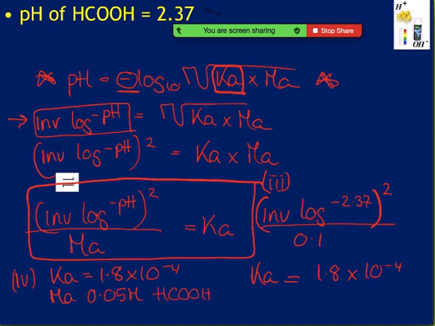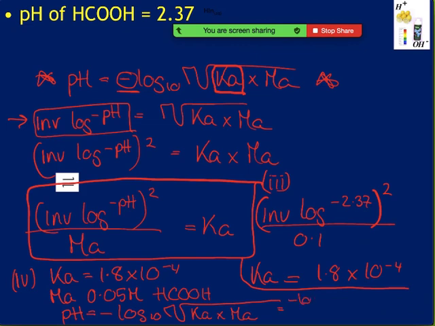So how do I find the pH of a weak acid? Put it into the formula. What's the formula? It's pH equals minus log 10 square root all on. Good woman. Okay, so to find the pH, I need to put it into minus log to the base 10 of the square root of Ka by Ma. So minus log to the base 10, 1.8 by 10 to the minus 4 by 0.05. And when I do that, I will get 2.52.